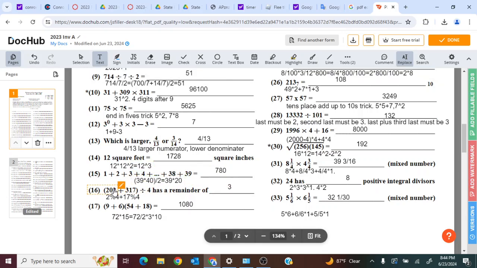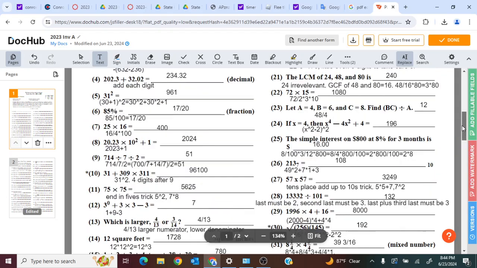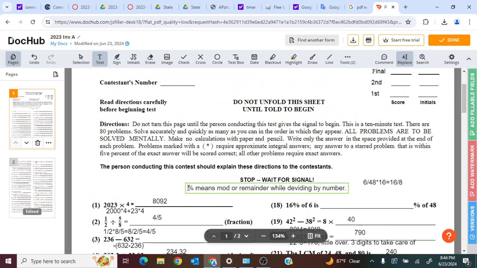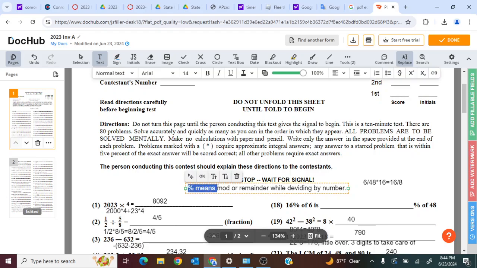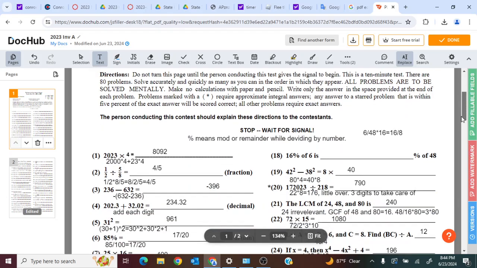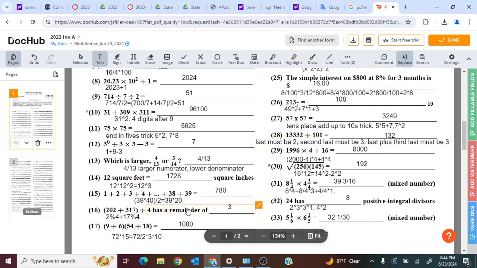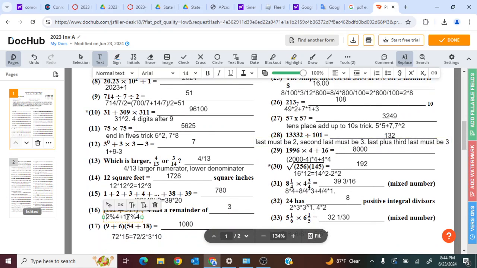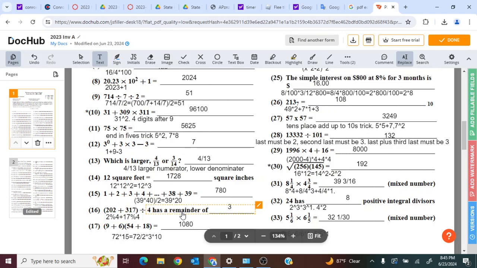Okay, 16. This stuff divide by 4. Basically, the remainder when divided by 4 is only the last two numbers. The remainder divided by 4, so 2 mod 4. Oh, I may have forgotten to show you. I'm going to be using this symbol. This means mod or the remainder while dividing by the number. In this case, the remainder when dividing by 4. So this is clearly 2. This clearly has a remainder of 1. 2 plus 1 is 3.